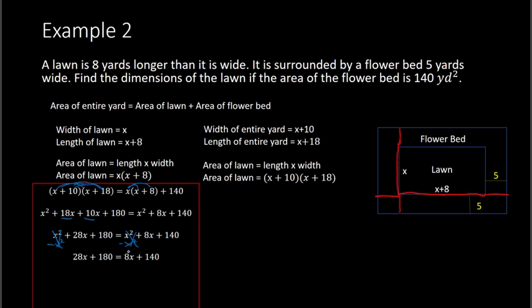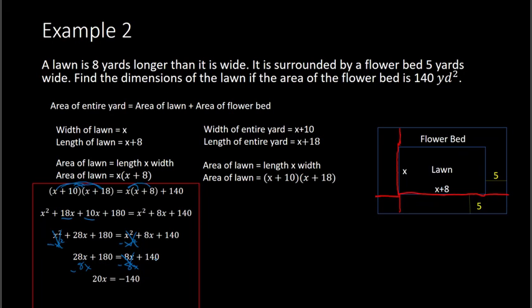Now I need to bring the x's together. So I bring the 8x over to the left by subtracting. So I'll subtract 8x from both sides. When I do that, on the left I have 20x, and then the plus 180. And on the right I have 140.